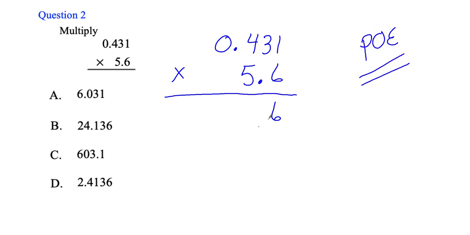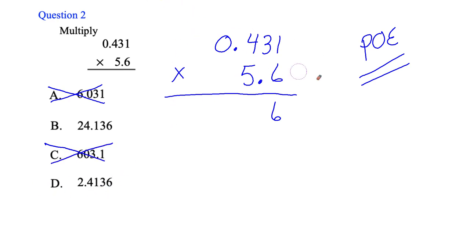So which answers don't end in a 6? Well, let's see. A doesn't. A ends in a 1. So see you later, A. And what about B? Well, B does end in a 6 right here, so I've got to keep that one. What about C? Nope, C ends in a 1, so I can get rid of that. See you later. And what about D? Well, D ends in a 6, so I need to keep it. Now I'm getting somewhere.